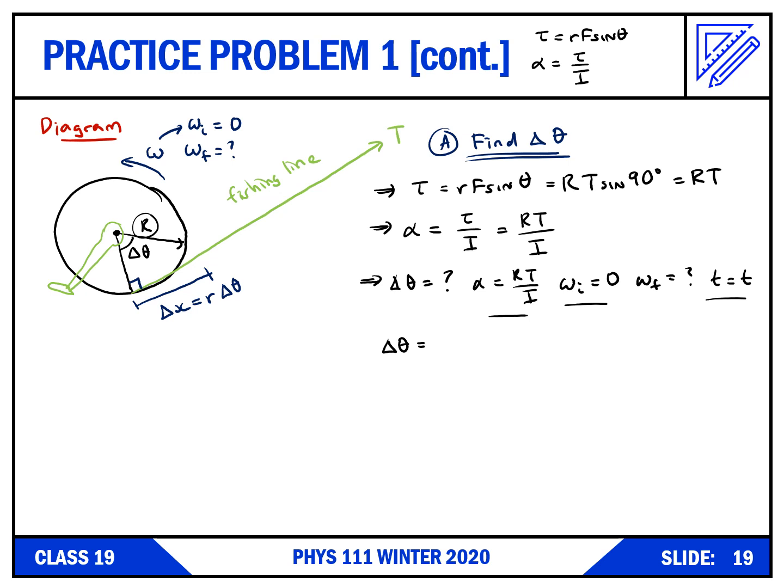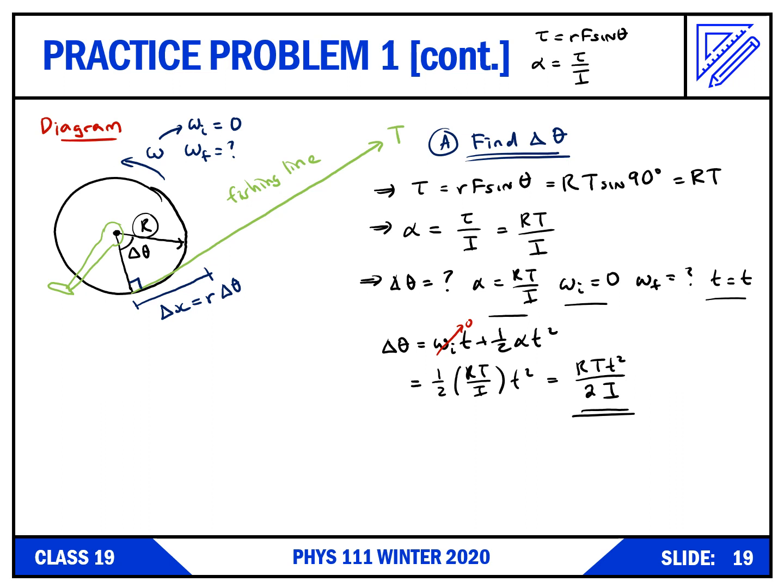Delta theta is going to be equal to omega i t plus 1/2 alpha t squared. The first term goes to 0 because it starts at 0. Then you have 1/2 Rτ over I t squared, which is equal to Rτ t squared divided by 2I. So that answers the first question for part A, find delta theta.